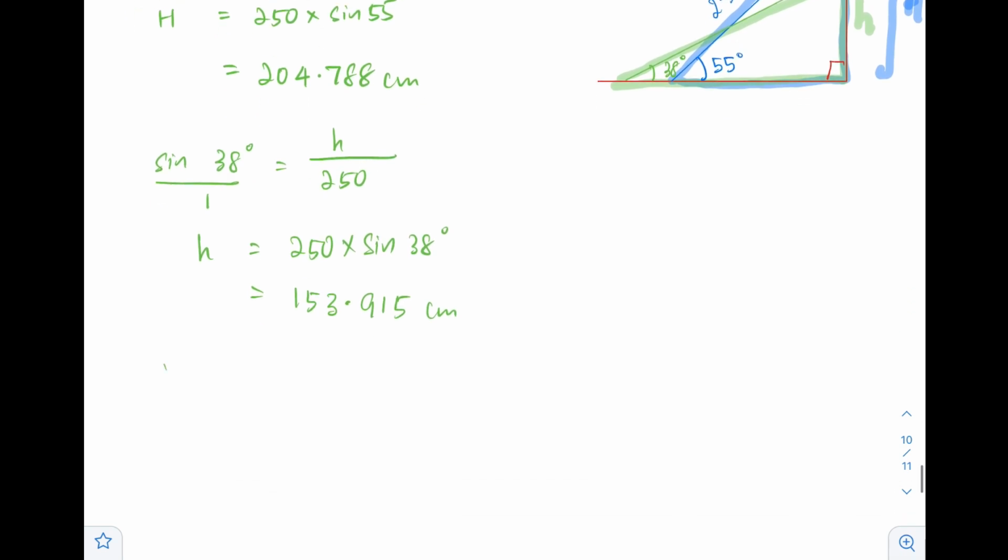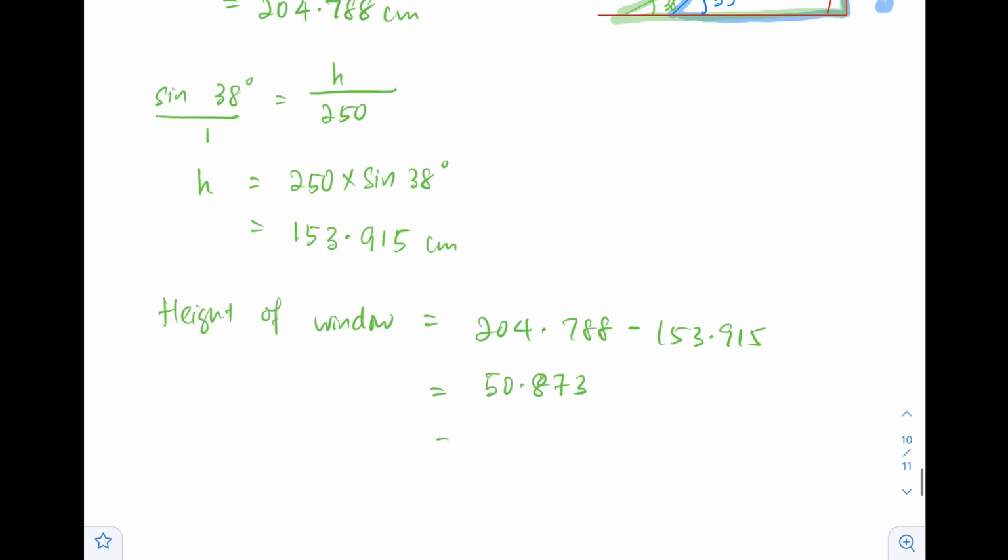So these are working answers. In order to help me find the height of the window, I simply need to take 204.788 minus 153.915, and I can simply press the calculator to get the answer 50.873. I round this to 3 significant figures, 50.9 cm, and that would be my answer for the height of the window.